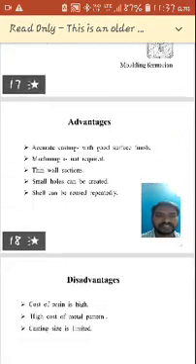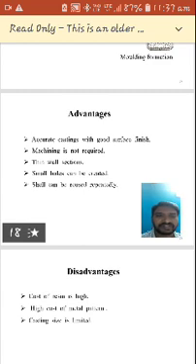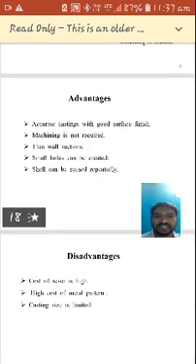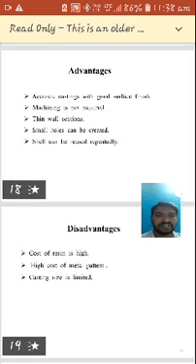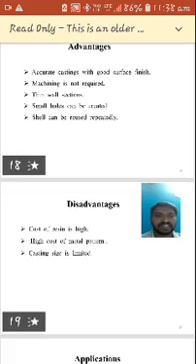Advantages: accurate casting with good surface finish. Machining is not essentially required. If thin wall sections or small holes are required, you can use this method very easily. A shell can be reused repeatedly. This is one of the important things: if you go for repeated operation of the same casting, there is no need to prepare the thin shell again and again. Once used, it can be reused repeatedly. That is the main advantage.